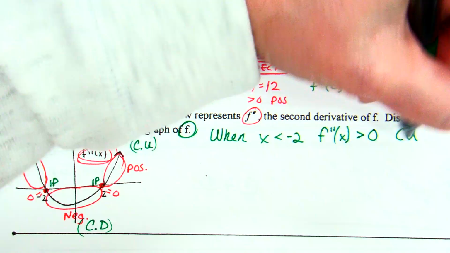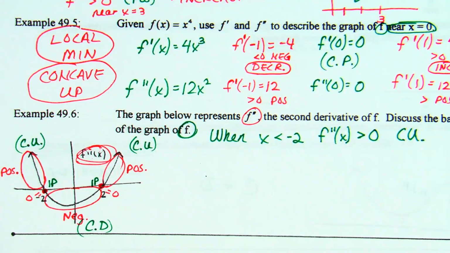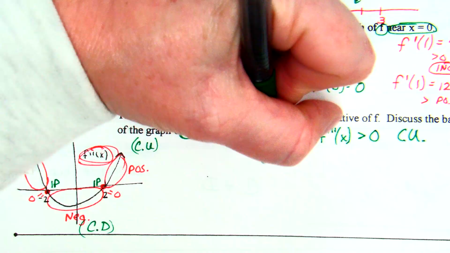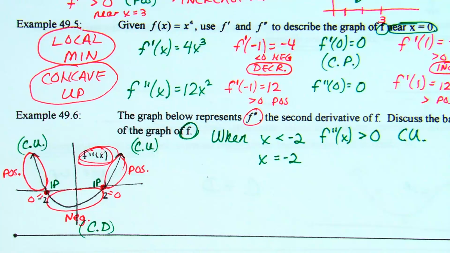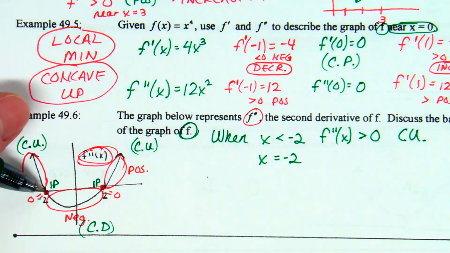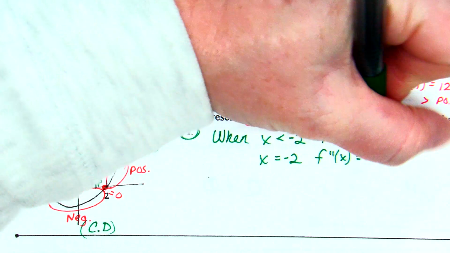And some of this is about being able to read and understand the mathematical notation, which is why I have to put it this way. What about when x equaled -2? What do we know about the second derivative at that point? The second derivative equaled 0. If we're talking y values, the second derivative equals 0, and that resulted in an IP.